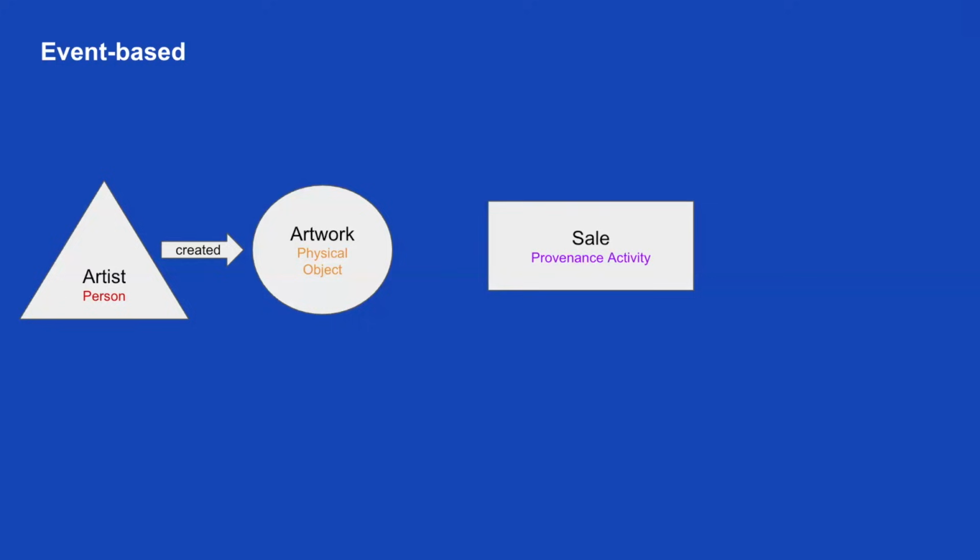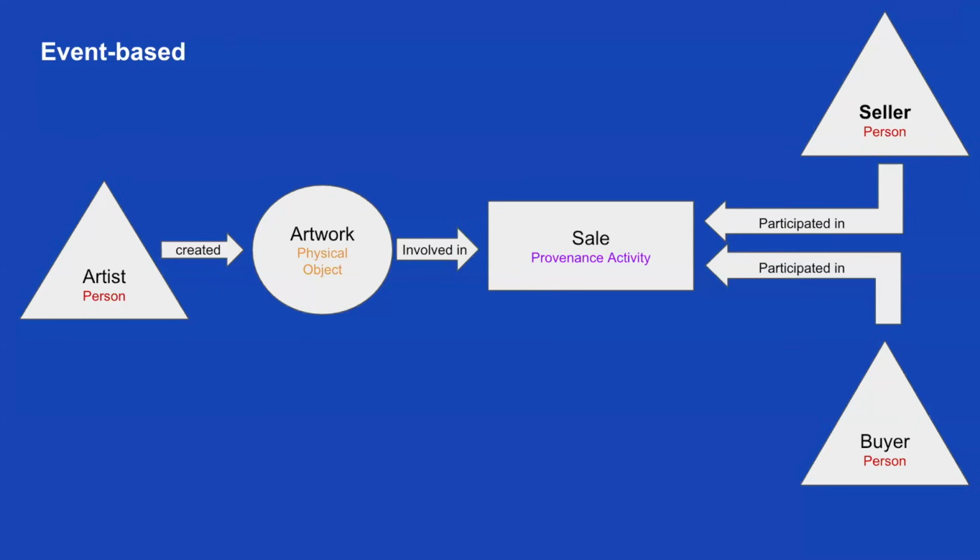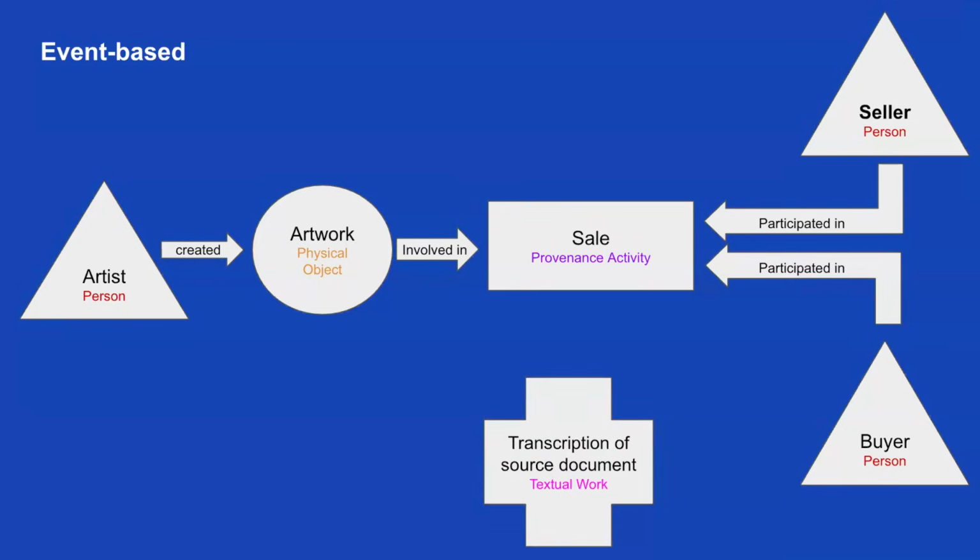Now we have a sales event, for example, a private sale. We add the relationship between the artwork and the event of the sale in that the artwork is involved in the sale. Next, our sale has some other actors linked to it. For example, the earlier owner of this artwork participating in the sale as seller, the person or group ceding ownership and receiving payment. And then we have the subsequent owner of this artwork who is participating in this event of sale as buyer, or the person or group receiving ownership and making the payment.